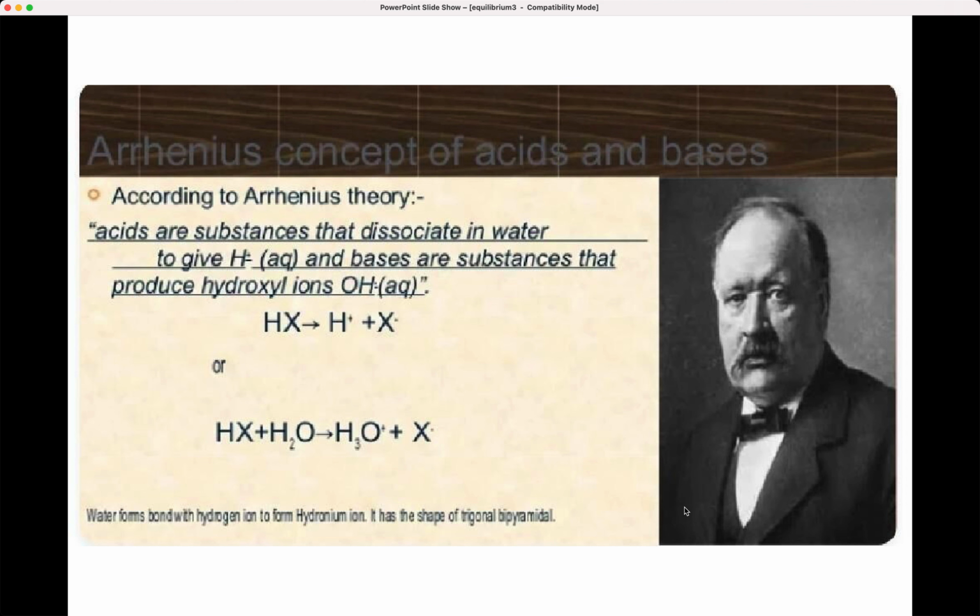Okay, now Arrhenius concepts of acids and bases. What does Arrhenius theory say? Acids are substances which dissociate in water to give H plus aqueous, and bases are substances which produce OH minus. HX gives H plus and X minus. HX plus H2O gives H3O plus and X minus. So water forms a bond with the hydrogen ion to form the hydronium ion, with a trigonal pyramidal shape.